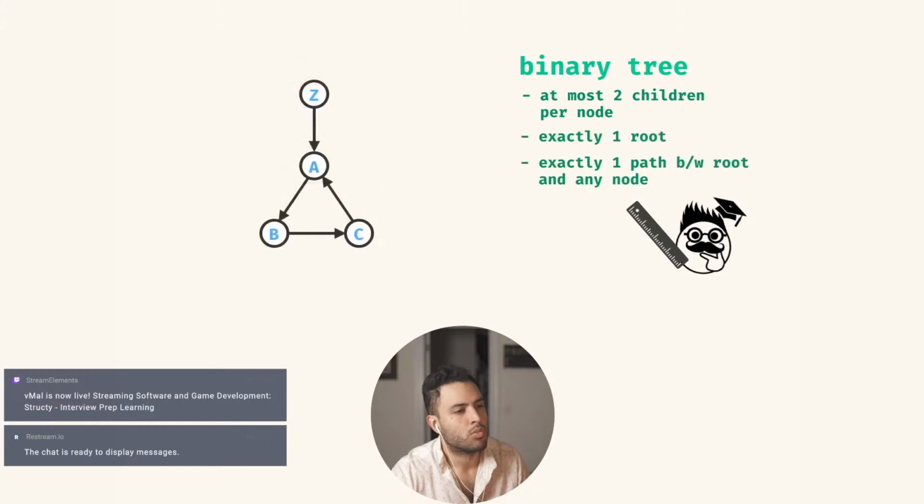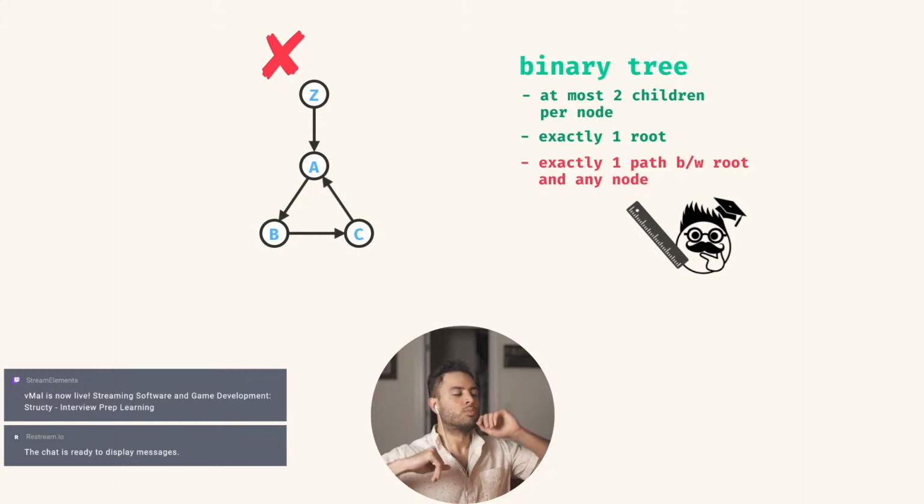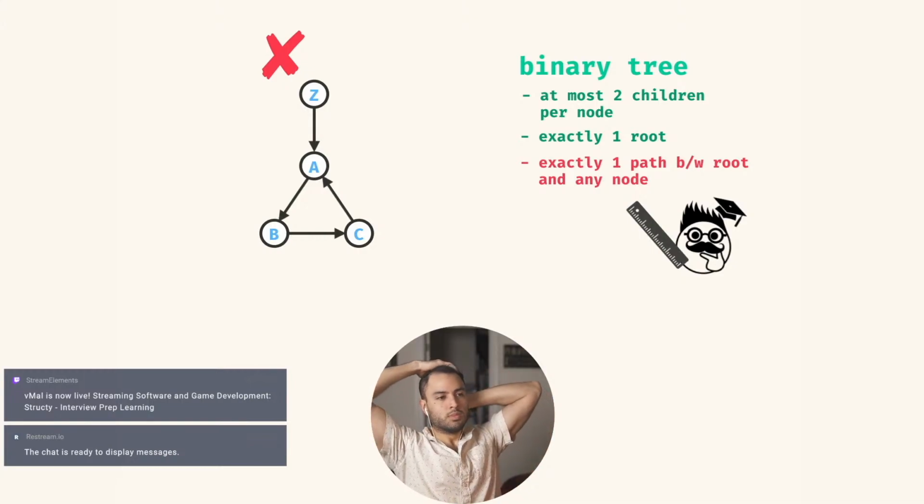If I had a different example, looking at this one, now I meet criteria 1 and 2, right? I have at most 2 children for every node, but I also still have exactly 1 root node. Here I would consider Z the root node. However, there is not 1 path between the root and any node, because I have that cycle. So these rules are really worth remembering. They're really going to help you solve much more difficult binary tree problems. And if you remember these 3 rules, you can identify different problems in a binary tree framework.